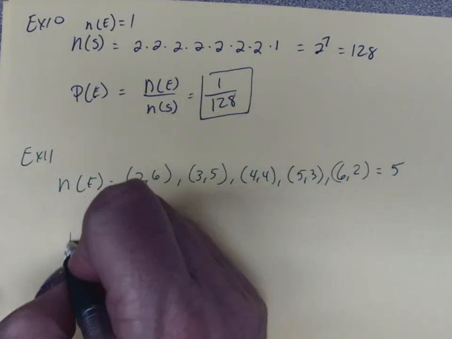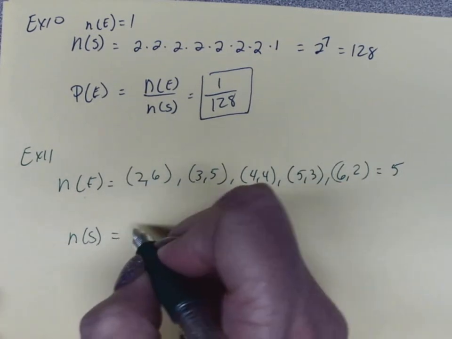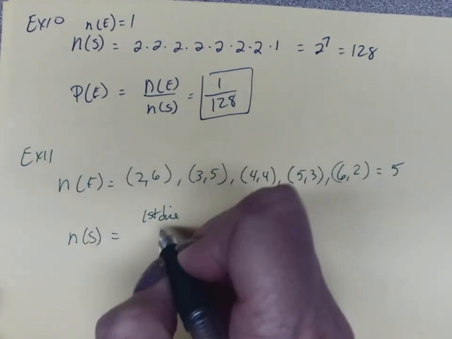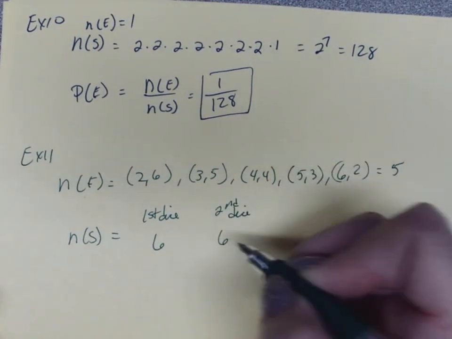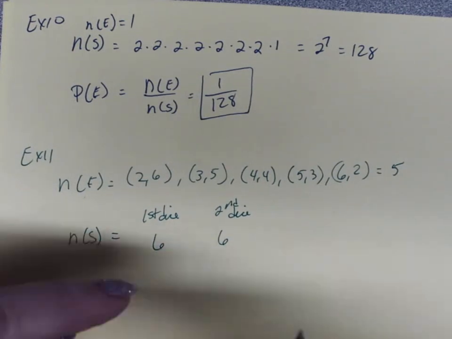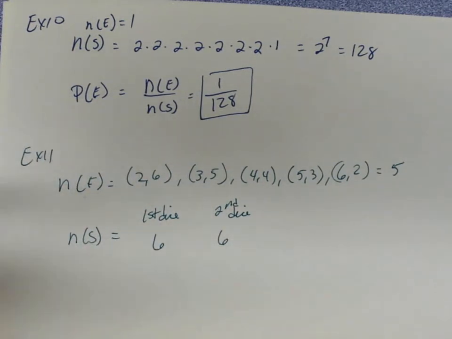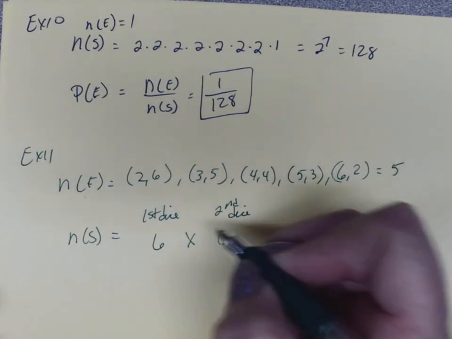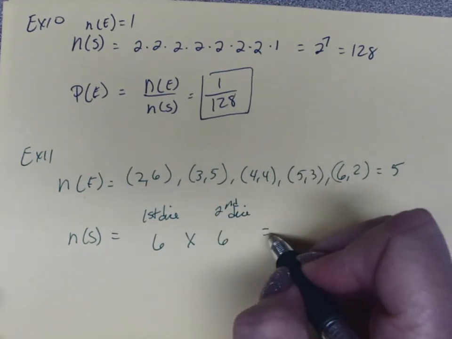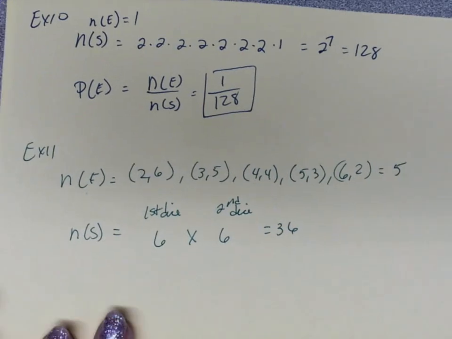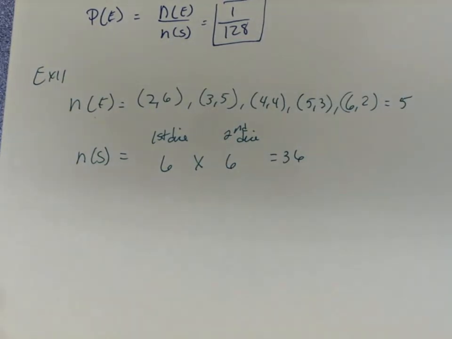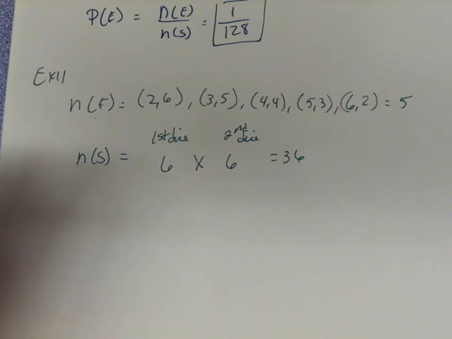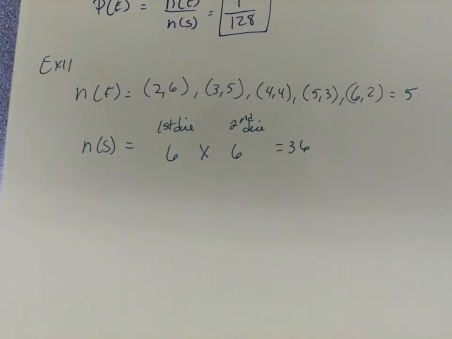Now, for our N of S, we have the first dice that has 6 sides, and the second dice also has 6 sides. They didn't tell us, like on that spinning wheel, where we couldn't have the same number repeating. They didn't say anything about that. So I have 6 times 6 equal to 36. Because they didn't say we couldn't repeat, I don't have a decrease on one of those. You just get to count on both, kind of like with flipping a coin. And part of that is depending on just how they word the problem.